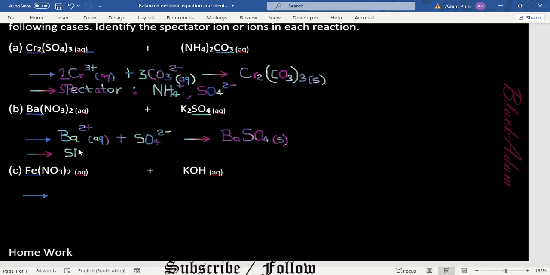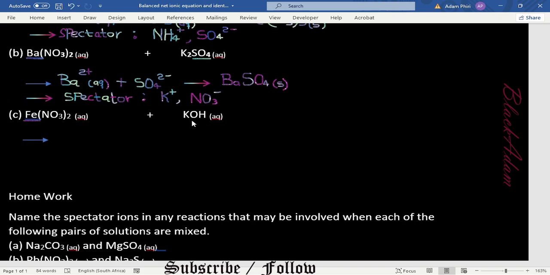Spectator ions, we have the ones that didn't react. Remember, we start with the positive part, so that would be potassium, which is potassium 1 plus. Okay, and then we have nitrate, which is 1 minus. And then we have iron nitrate and potassium hydroxide. And once again, we try to find iron hydroxide.